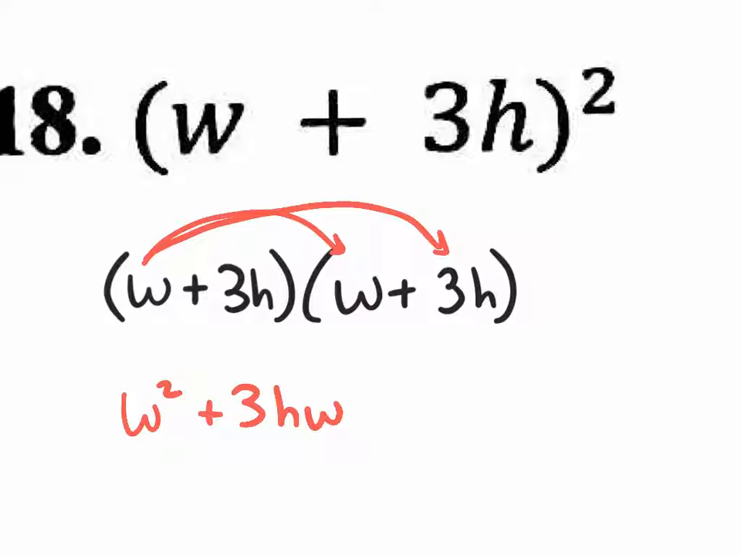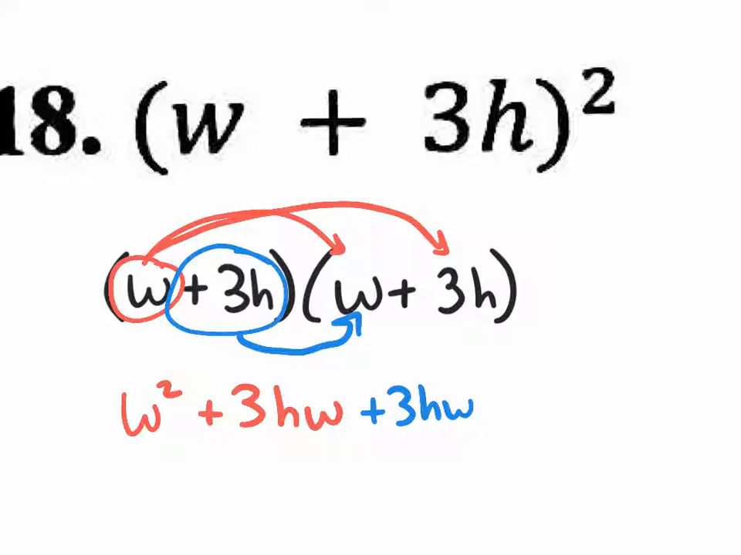So we already distributed this w. Now let's distribute this positive 3h. Positive 3h times w. Again, you're just going to rewrite it, but put it in alphabetical order. Plus 3hw. And then positive 3h times positive 3h. Well, positive 3 times positive 3 is positive 9. And h times h is h squared.